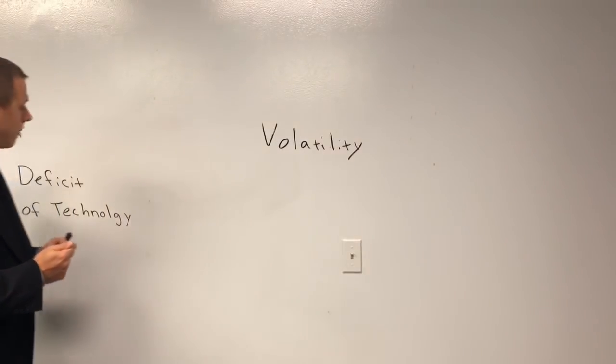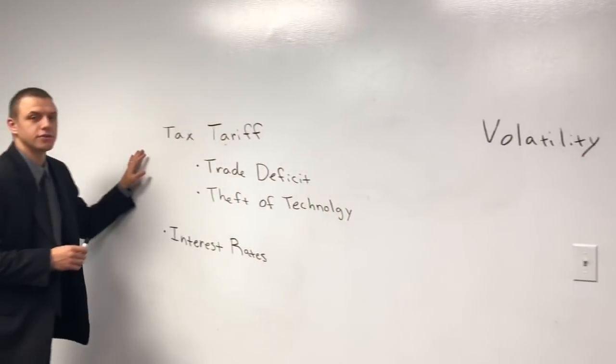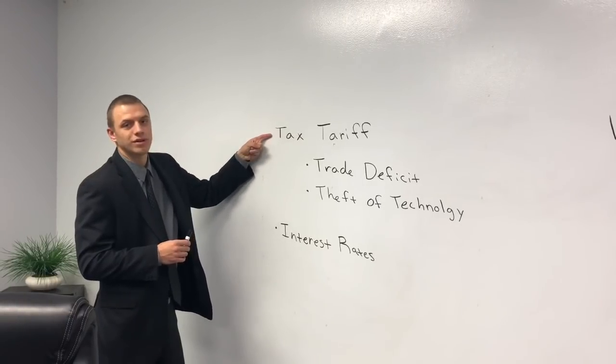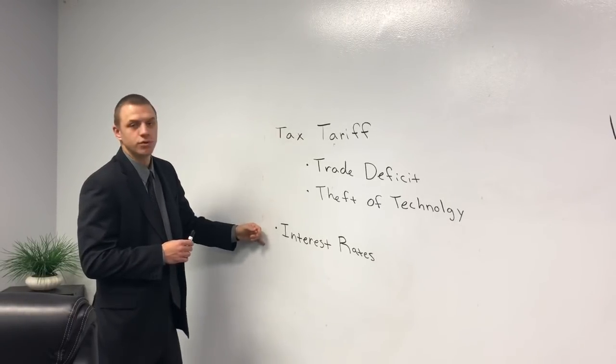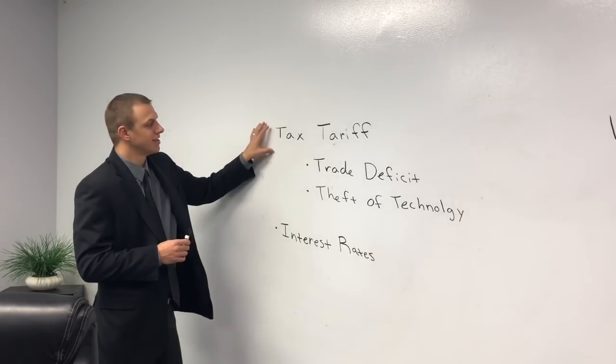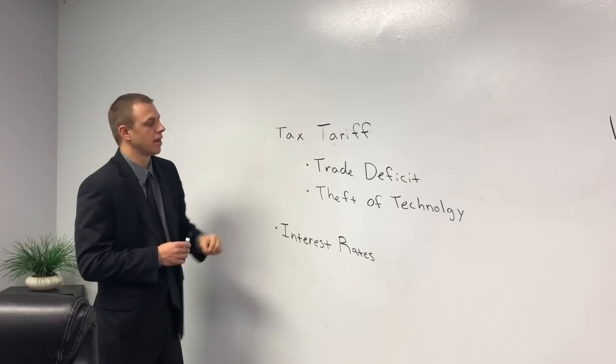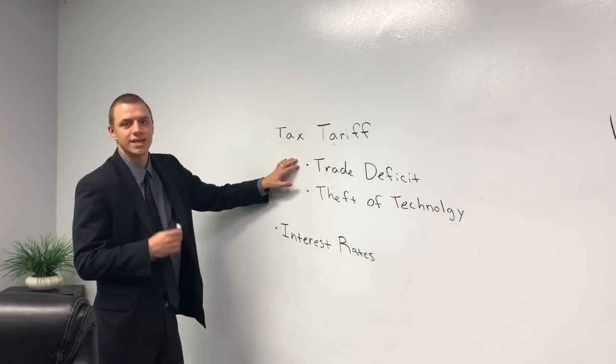So let's take a look at some of the key factors that we're seeing right now. And the two things I'm going to discuss today are number one, tax tariffs, and number two, interest rates. With regards to tax tariffs, we're going to break that down into two separate columns. Number one's the trade deficit.